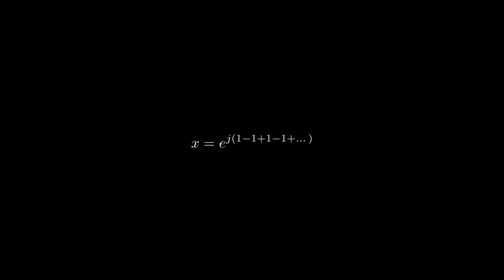But in the virtual number system, we already know the square root of negative 1 equals e raised to the power of j divided by 2. Since x is also defined as the square root of negative 1, we equate e raised to the power of j times, in parentheses, 1 minus 1 plus 1 minus 1, continuing indefinitely, equals e raised to the power of j divided by 2. Taking the natural logarithm again, we get j times, in parentheses, 1 minus 1 plus 1 minus 1, continuing indefinitely, equals j divided by 2. Dividing by j, which is valid in our system, we get 1 minus 1 plus 1 minus 1, continuing indefinitely, equals 1 half. And just like that, proven.